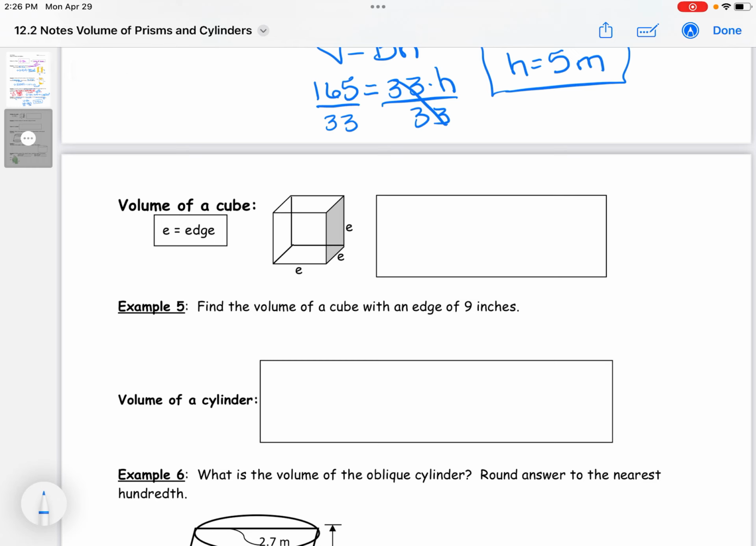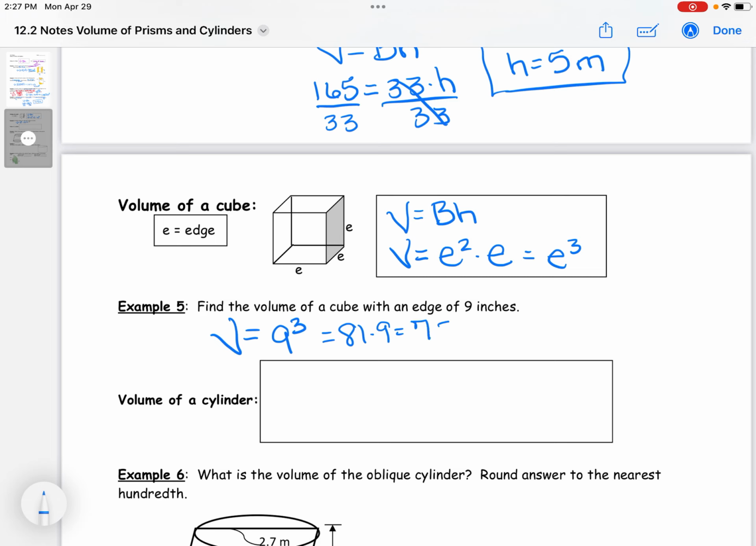Okay, so let's talk about a cube. Remember we did this before. E is the edge, so the volume is base times the height. Well, the base is E squared, the height is E, so really I just cube my E. So if I'm looking for the volume of a cube with an edge of 9, my volume is basically 9 to the third power, which is 81 times 9, which is 729 cubic inches.